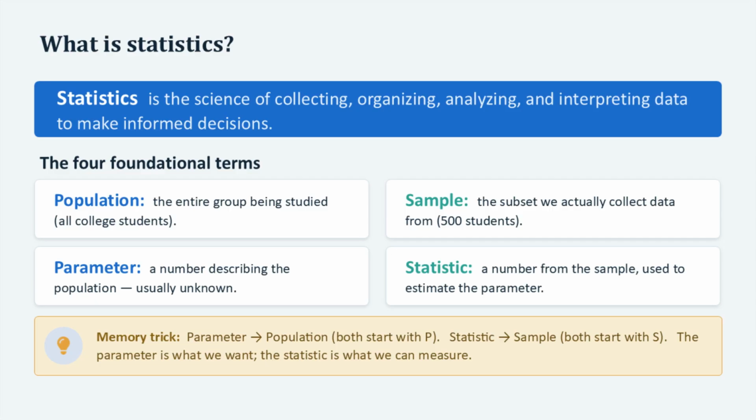Now, this is where students sometimes mix things up. So here's an easy trick. Ask yourself, am I talking about the whole population? Or am I talking about just the sample? Parameter goes with population. Both start with the letter P. Statistic goes with sample. Both start with the letter S. The parameter is what we want to know. The statistic is what we can actually measure, and we use the statistic to estimate the parameter. If you remember nothing else from this slide, remember that.